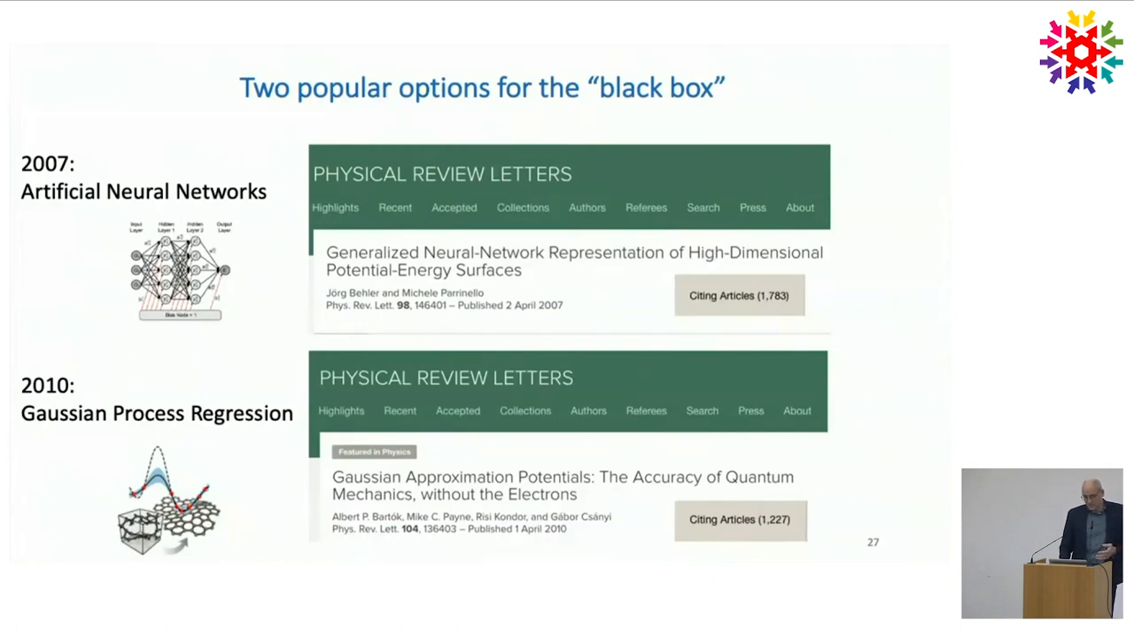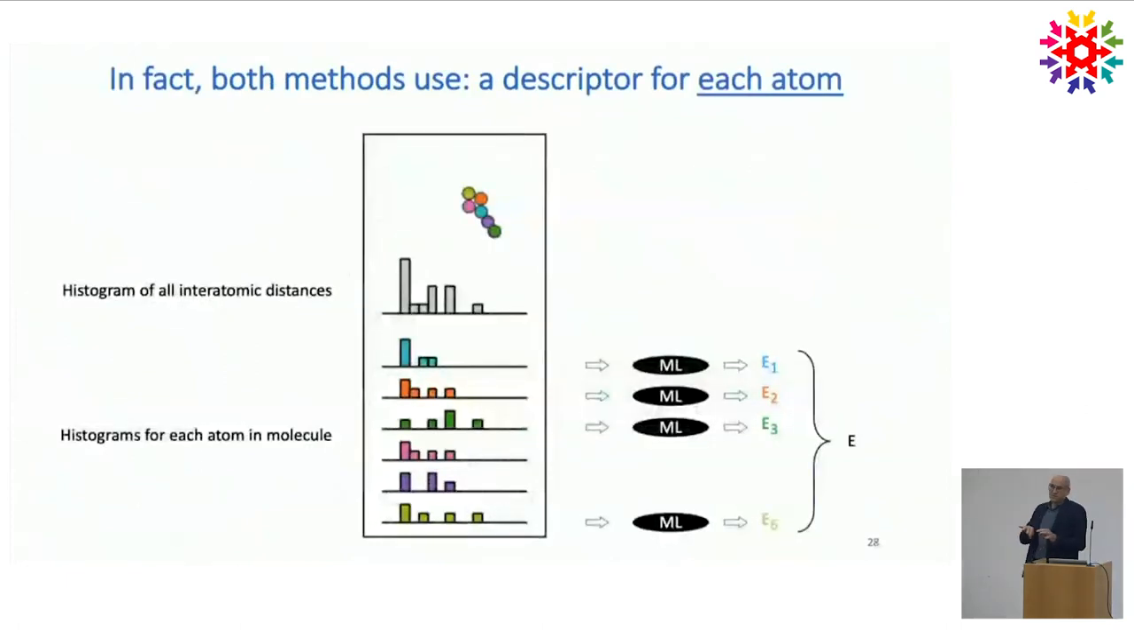So, and then there's the other one, the artificial neural network, which I will just flash fast here to you. It actually turns out that in reality, both of these methods are used not with a descriptor like the one you just inspected, this histogram for all bond distances and all angles. They're actually used with separate histograms, one for each atom in the system.